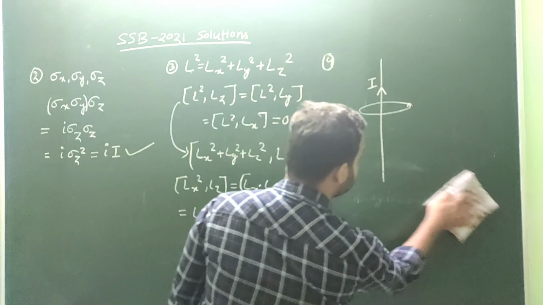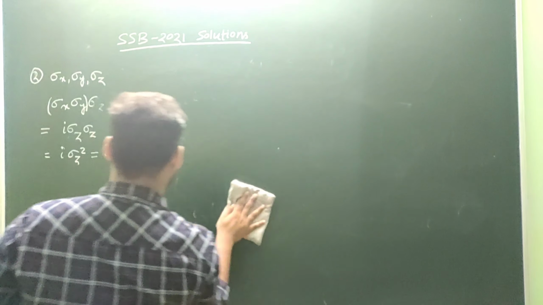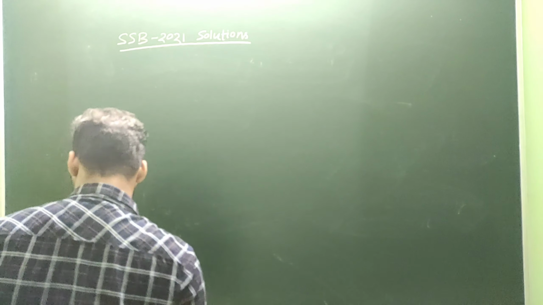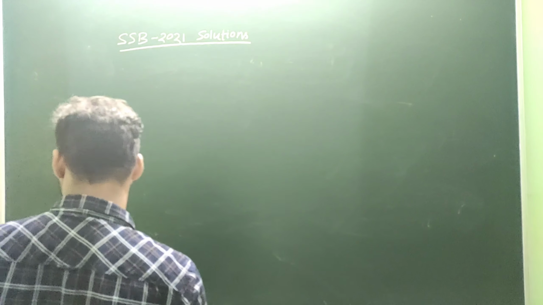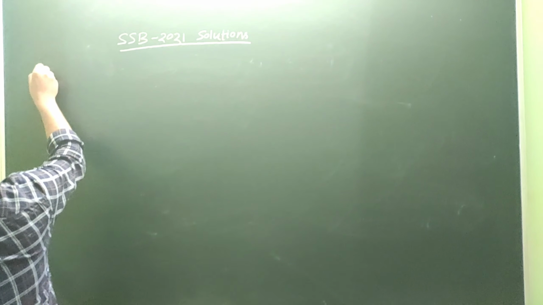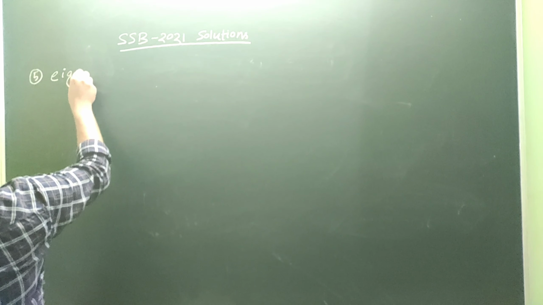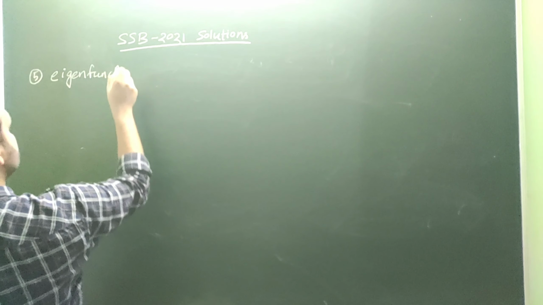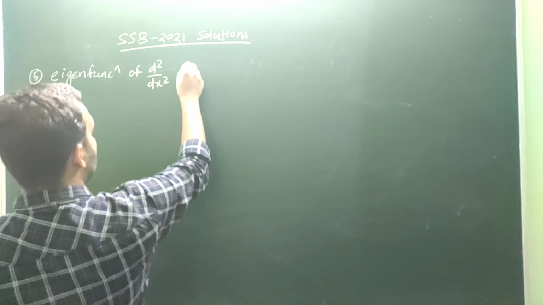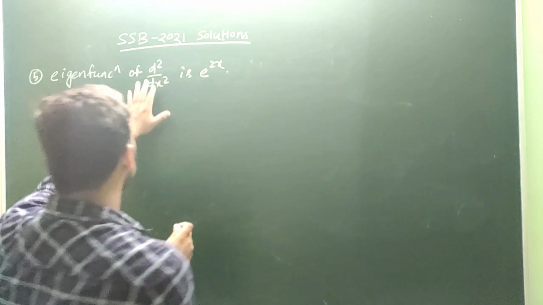Let's take some more questions. So the next question is, an eigenfunction of an operator d square by dx square. This is the fifth question. So the eigenfunction of d square by dx square is e to the power 2x. So this function is an eigenfunction of this operator.